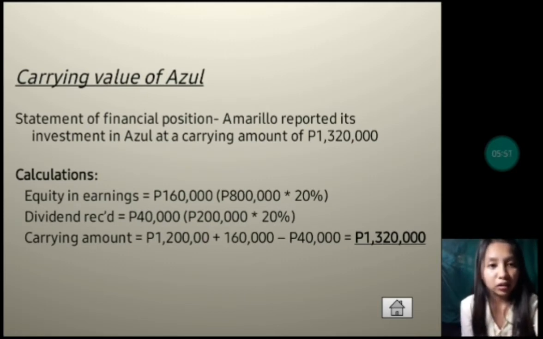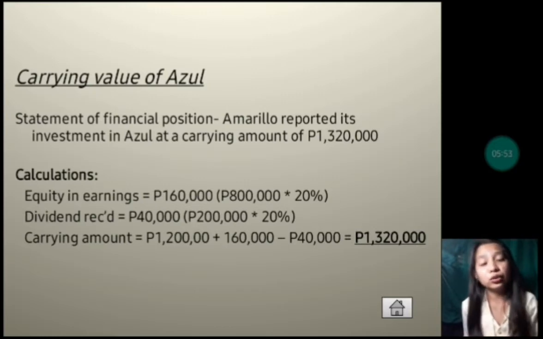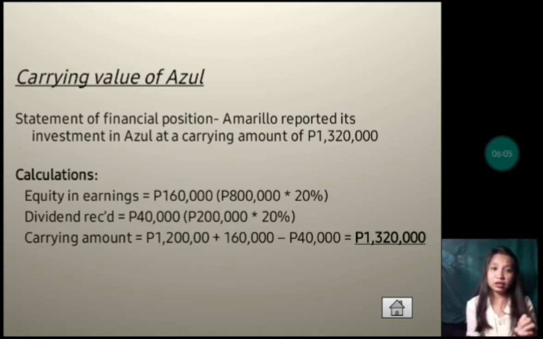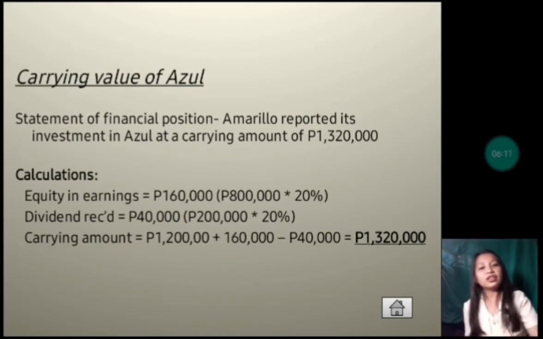So the carrying amount is equal to 1,200,000, which was the purchase price or the original investment of Azul, plus 160,000, the equity in earnings, deducted by the dividend received, which is 40,000, is equal to 1,320,000. So the dividend was deducted.